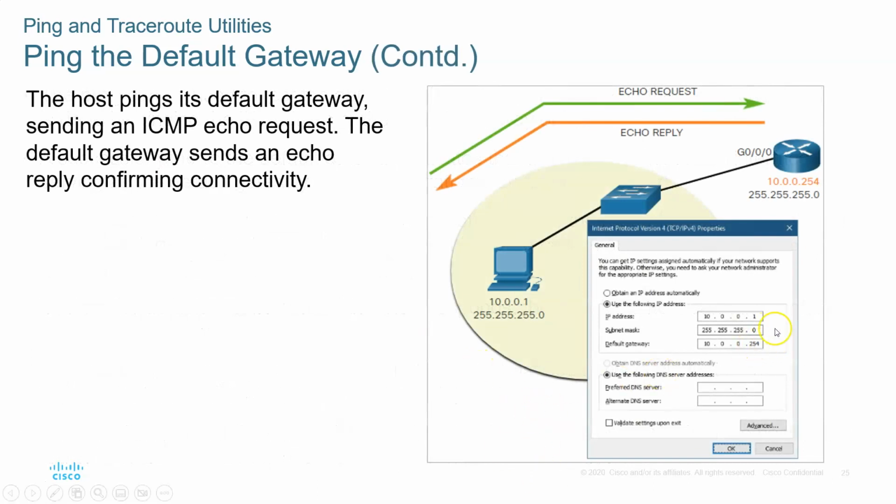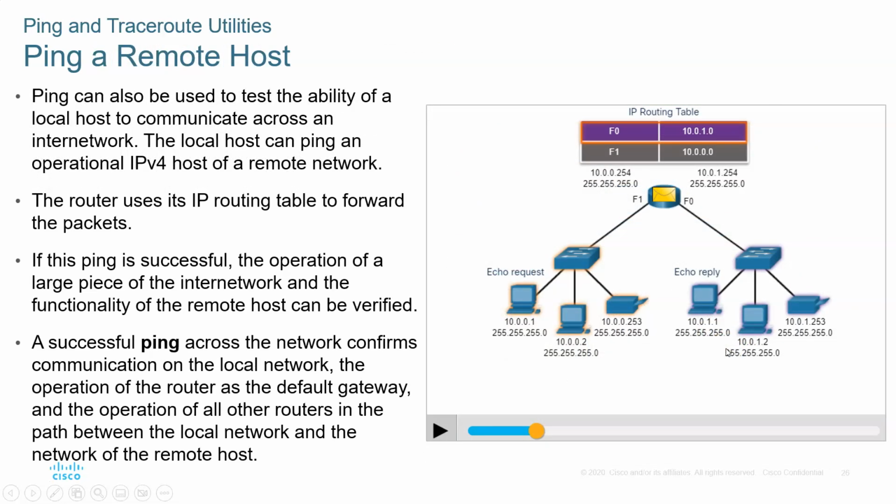How do you get the default gateway? How do you know what your default gateway address is? Just use the ipconfig command. All right, and it's written right in here. That's what you ping. This is your IP address, that's the mask, and you're pinging your default gateway.